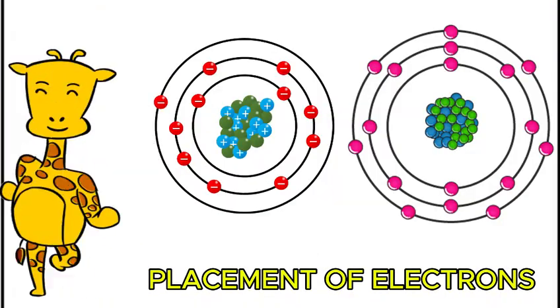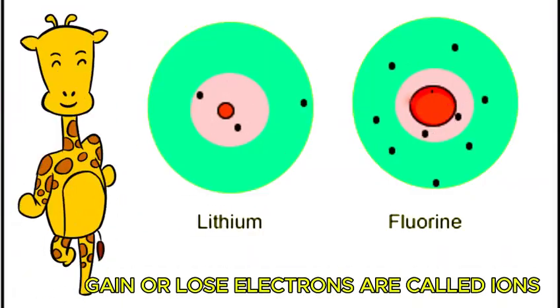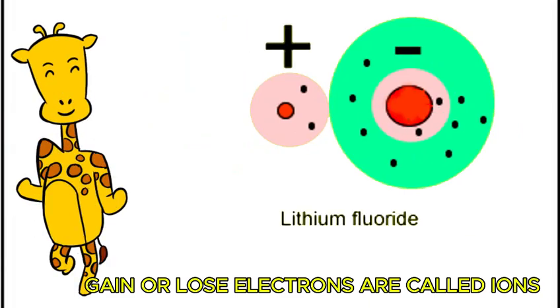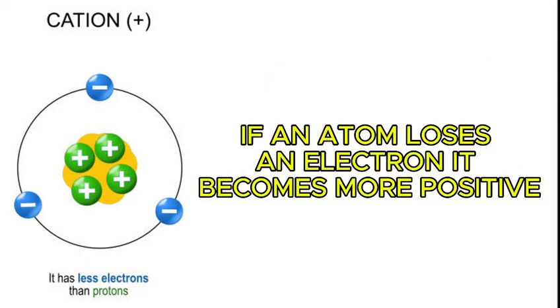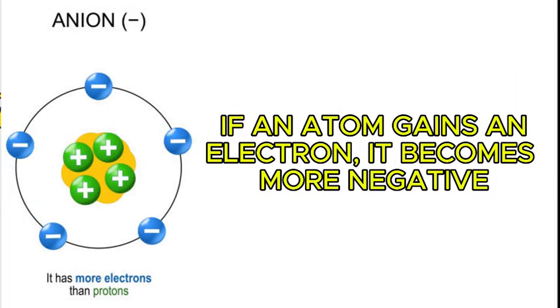One common factor is the placement of electrons. These atoms that gain or lose electrons are called ions. If an atom loses an electron, it becomes more positive because the number of protons is higher compared to electrons. These are called cations. If an atom gains an electron, it becomes more negative because the number of electrons is higher compared to protons. These are called anions.